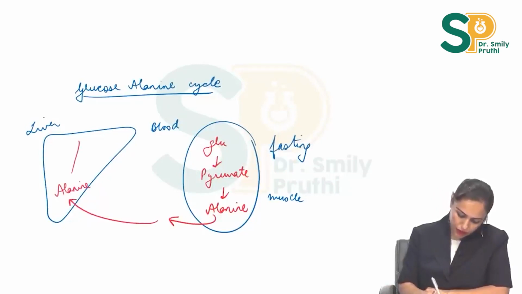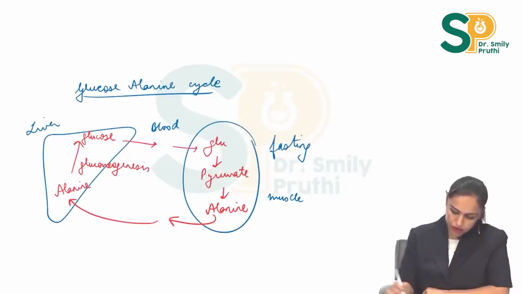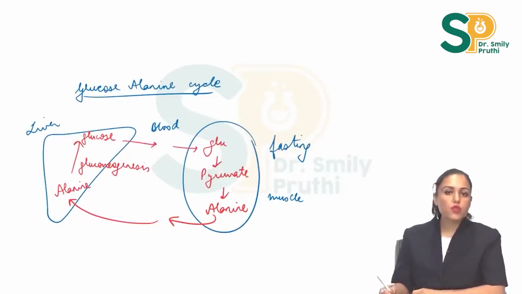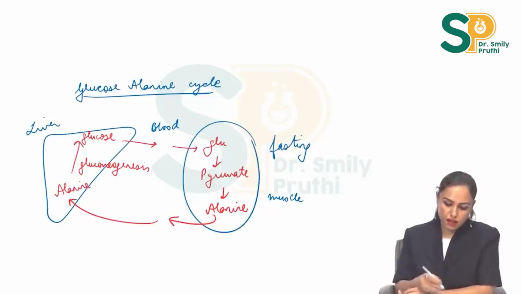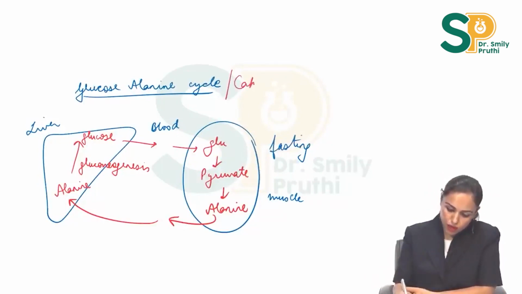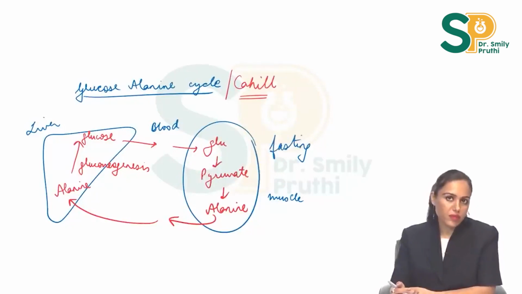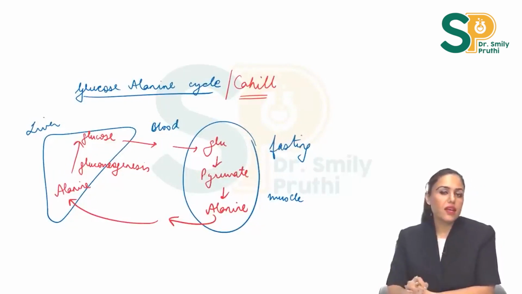From blood it is taken up by liver. Alanine in liver again gets converted to glucose by pathway gluconeogenesis, and this glucose is again supplied to the fasting muscle. This is known as glucose alanine cycle and also known as Cahill cycle. So can I say that Cori's cycle occurs in exercising muscle and Cahill cycle occurs in fasting muscles, right?